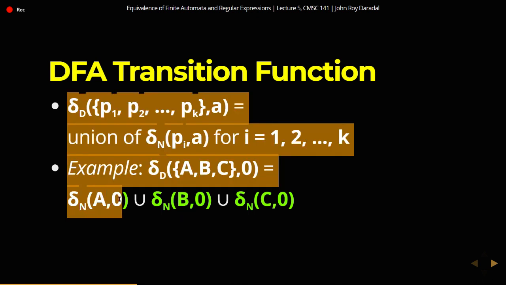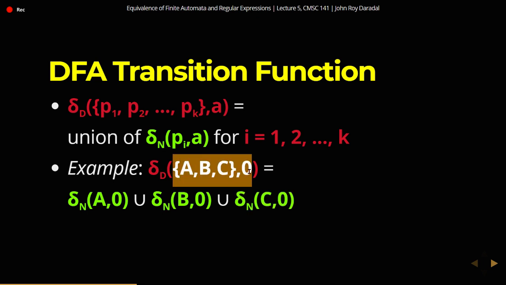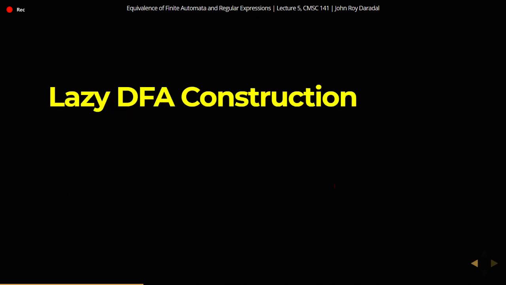And then since these are sets of states, this one and this one, we can just take their union, and that would be our new state that would be transitioned to by this entry. Okay, so we'll see this one in an example later, but that is the equation.